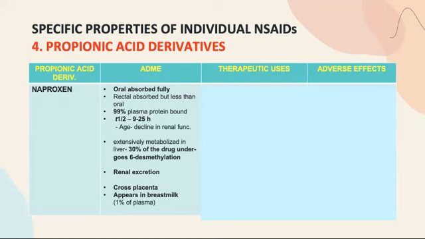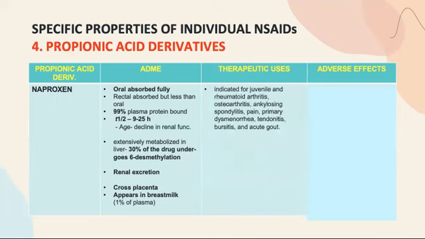Naproxen crosses the placenta and appears in the milk of lactating women at about 1% of the maternal plasma concentration. Naproxen is indicated for juvenile and rheumatoid arthritis, osteoarthritis, ankylosing spondylitis, pain, primary dysmenorrhea, tendonitis, bursitis, and acute gout.